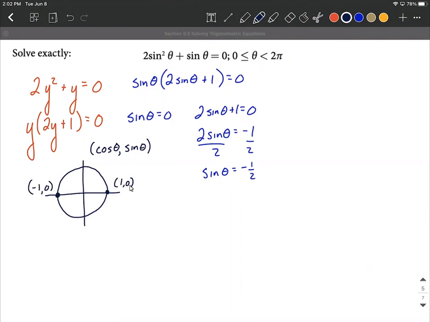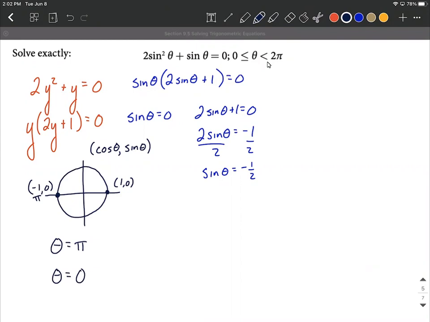Now all we have to do to find our values for theta is think, what angles would we plug in to get us over here for this terminal point? So that's going to be at pi. So we can say theta is going to be pi, or theta could be 0, or all the way around would be 2 pi. But just based on our limits here, 0 would be okay.